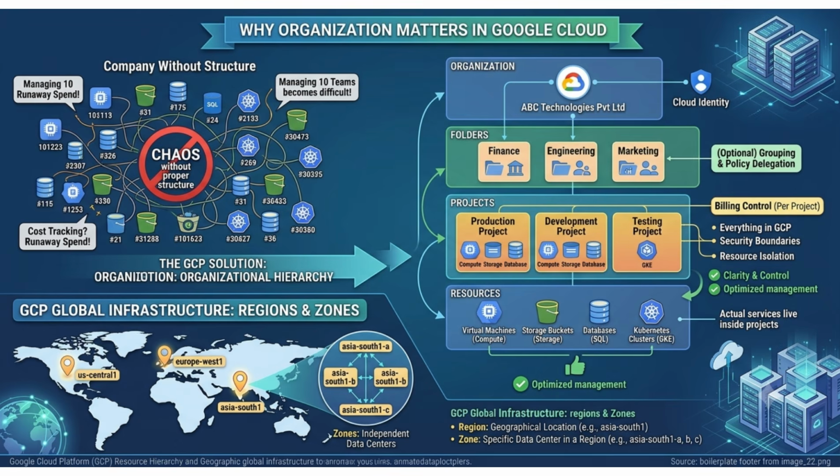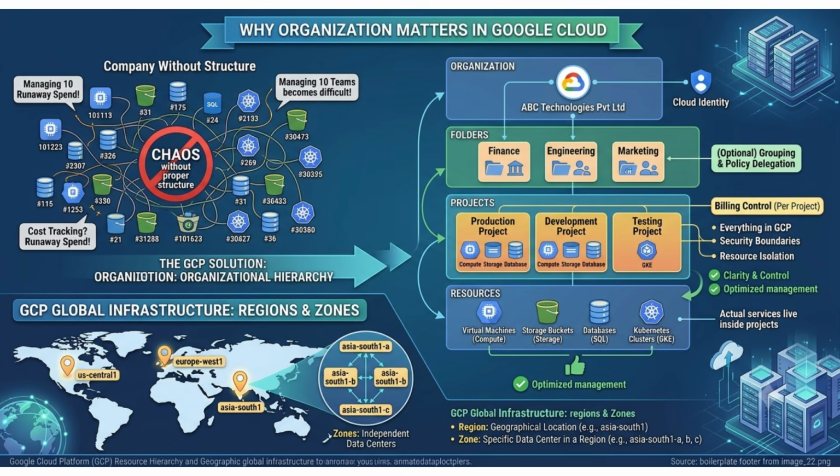Projects are the most important concept in GCP. Everything in GCP belongs to a project. Examples: production project, development project, testing project. Projects provide billing control, security boundaries, resource isolation. Resources are actual services such as virtual machines, storage buckets, databases, Kubernetes clusters. Resources always live inside a project.